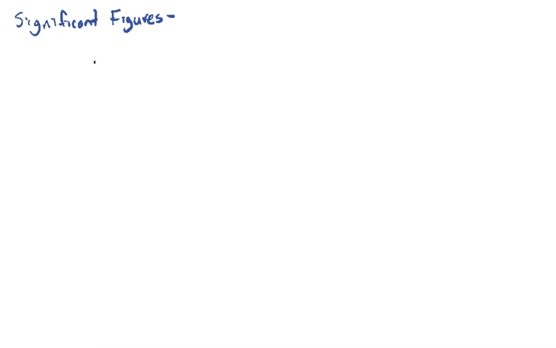There are four basic rules for this. The first rule is that any non-zero number is significant. So any number that's not zero is significant. Okay? Our second rule is that any zeros that are between non-zero numbers are significant.